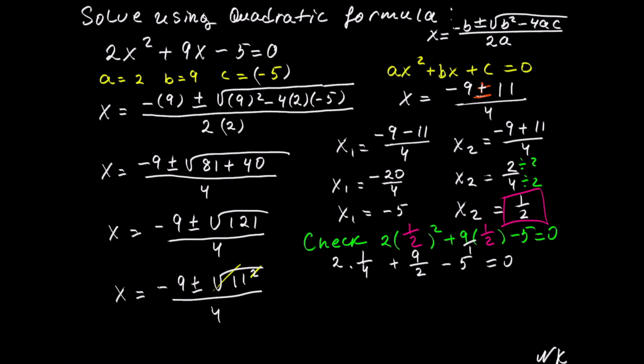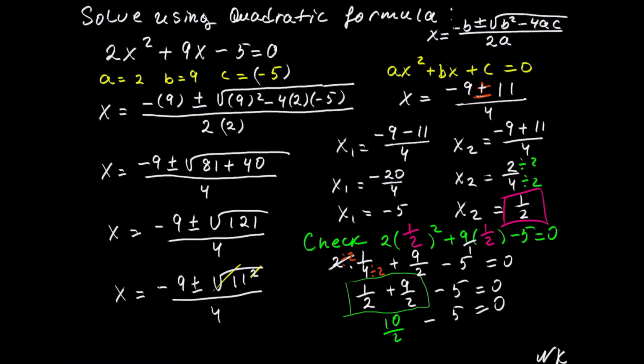In the first fraction, we have 2 times 1/4. We can reduce this fraction by 2, and 2 and 2 will cancel. So we have 1 out of 4 divided by 2, which is 1/2. So 1/2 plus 9 out of 2 minus 5 has to be equal to 0. In the first two terms, we have 1 out of 2 plus 9 out of 2. They have a common denominator of 2, so our fraction will be 1 plus 9 is 10 out of 2. We still have minus 5 and it's equal to 0.